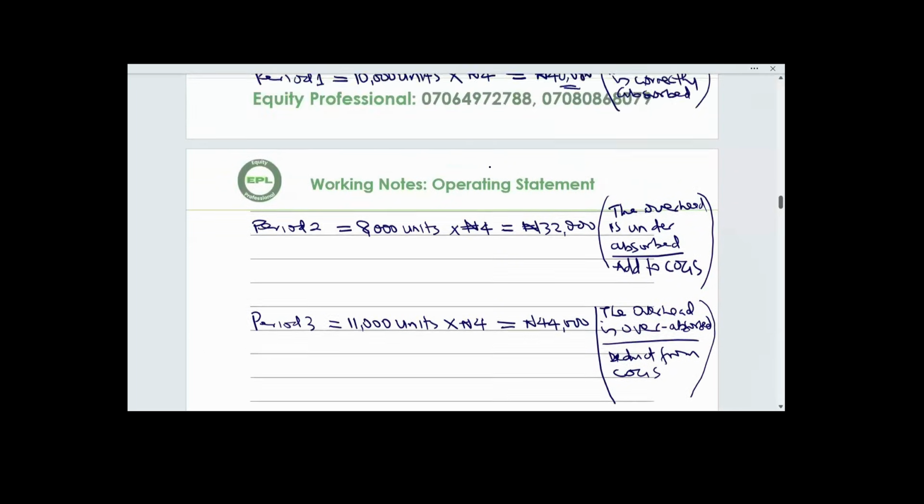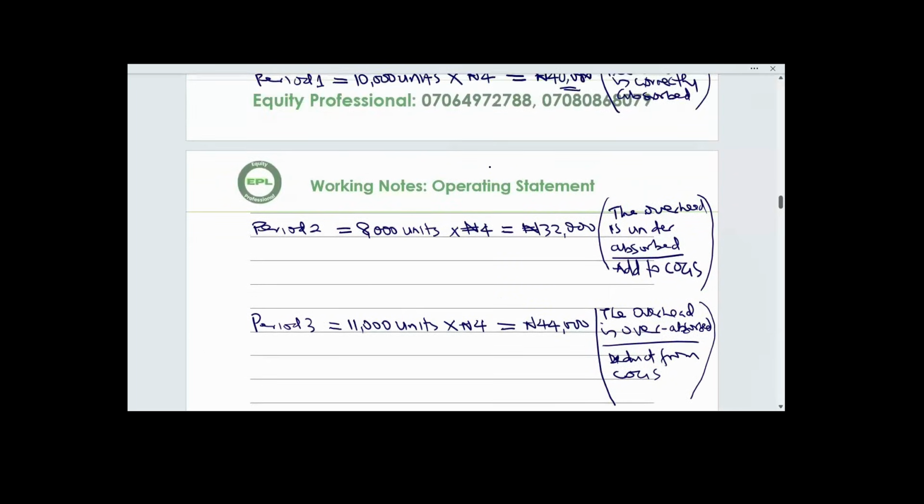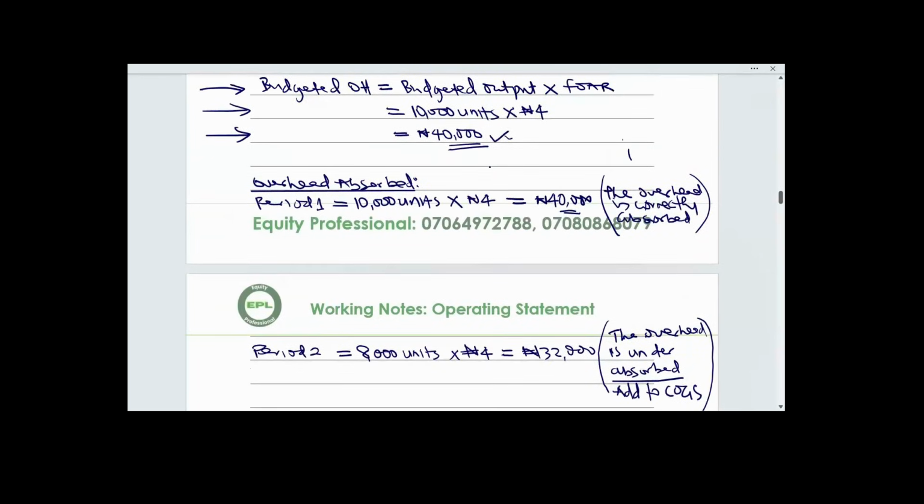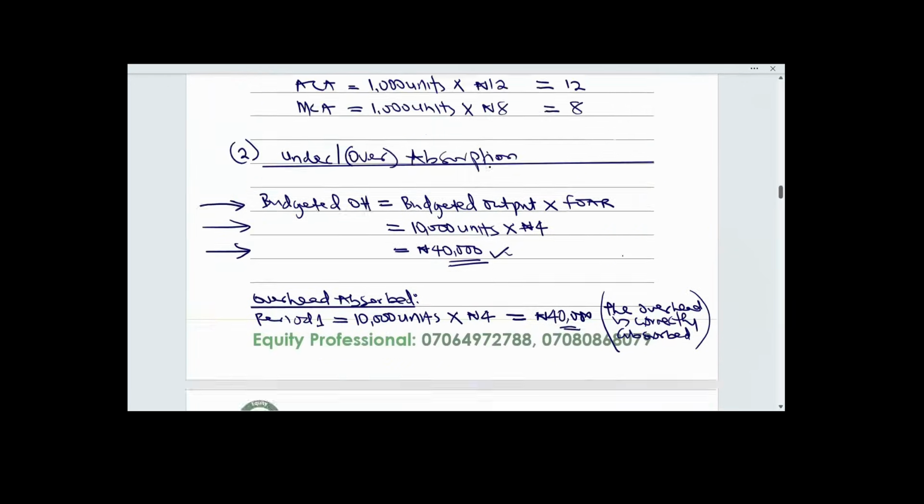So you are not deducting the entire 44,000 or 32,000. It's the difference between the budgeted and the overhead absorbed. So in the first period, we don't have any issue because the overhead is appropriately absorbed. So in this case, in the first period, we put dash.